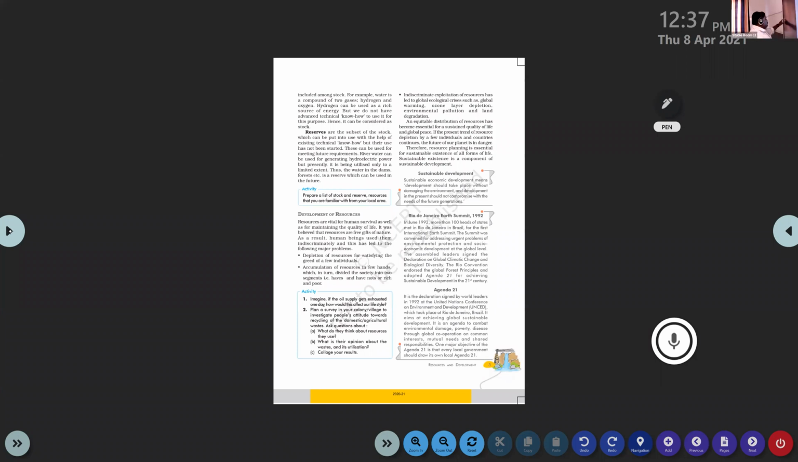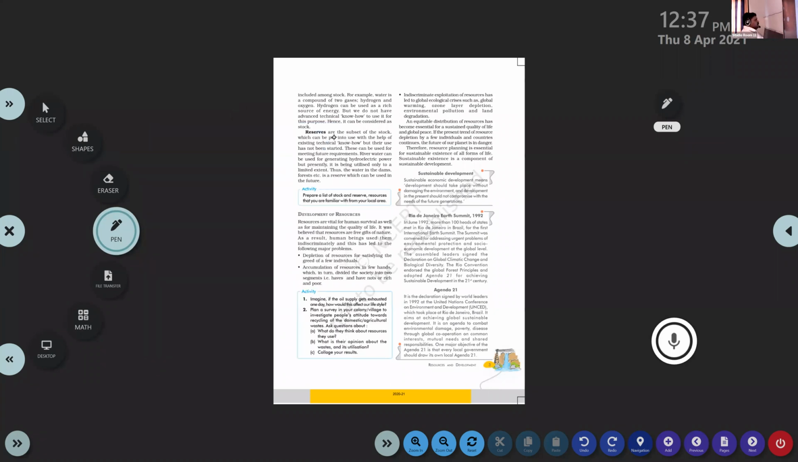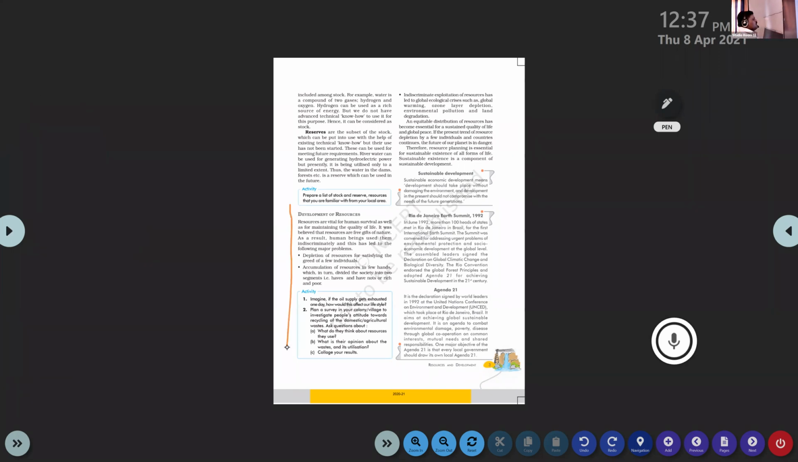The next topic is development of resources. How can we improve the quality of the resources for our utilization or our use? Resources are vital for human survival as well as for maintaining the quality of life. So resources are very important for us humans, for survival or existence on the planet, and for maintaining the quality of life. It was believed that resources are a free gift of nature, right?